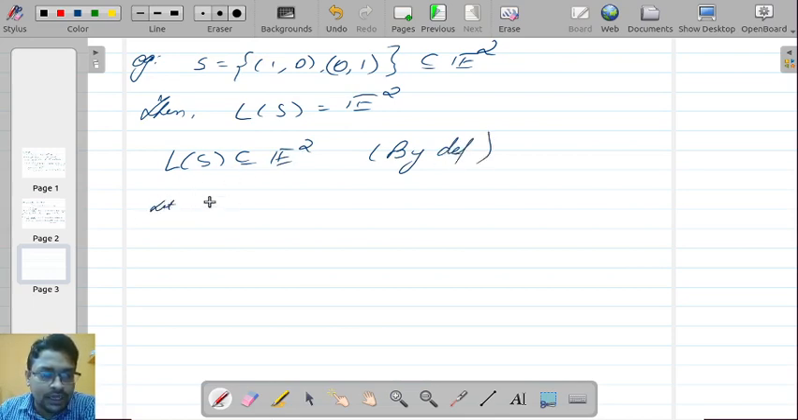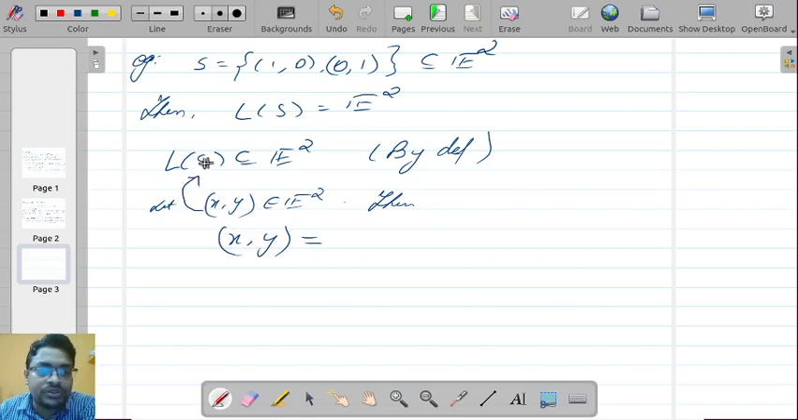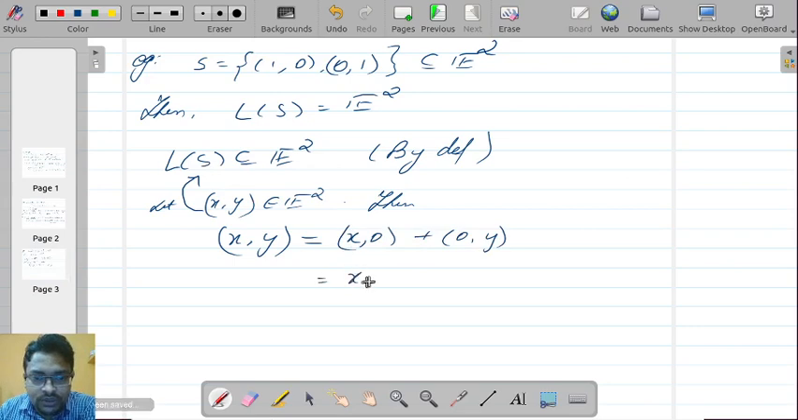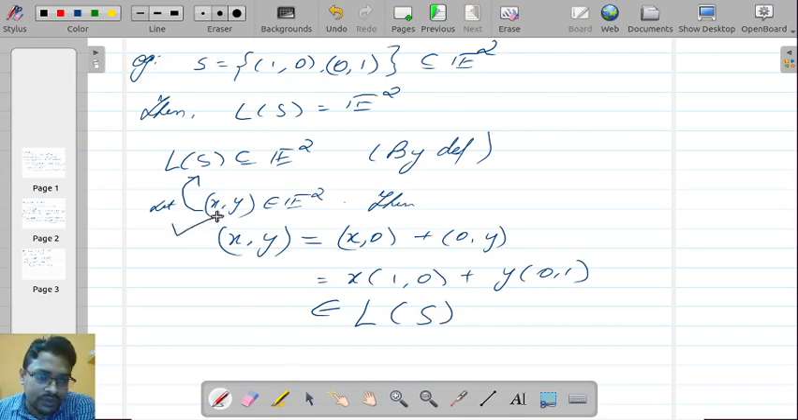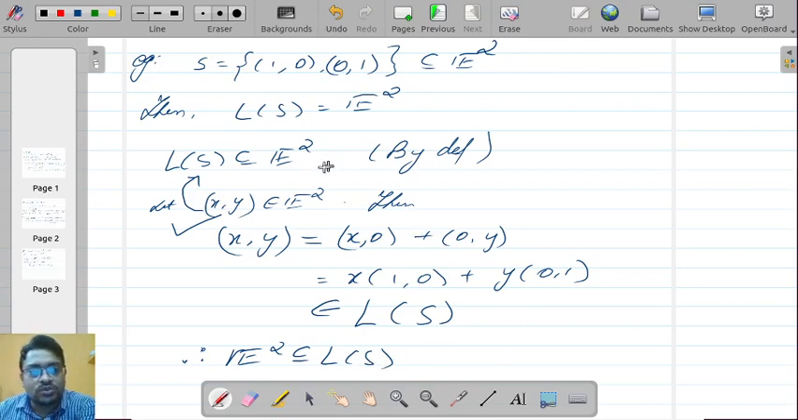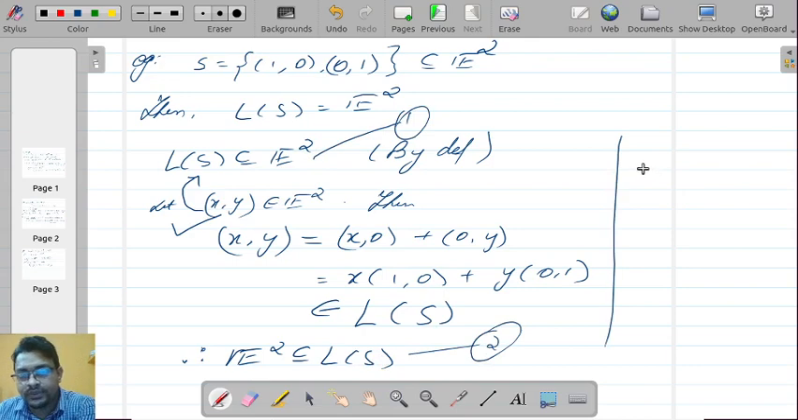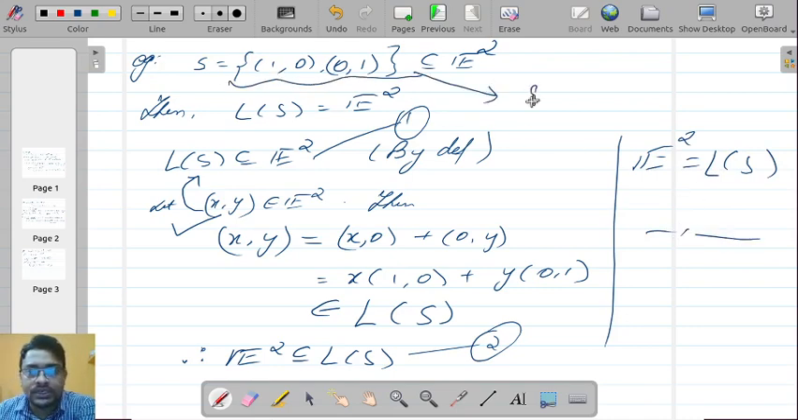The other part is, let (x,y) belong to E square. Our intention is to show that this (x,y) can be written as a linear combination of the elements of S. See, (x,y) can be written as (x,0) plus (0,y). It is obvious. So this is x into (1,0) plus y into (0,1). This type of element is actually an element in LS. So I have shown that if I start with an arbitrary element of E square, that element is actually an element of LS. Therefore E square is a subset of LS. So from 1 and 2, we have E square equal to LS. So this is a spanning set for E square.